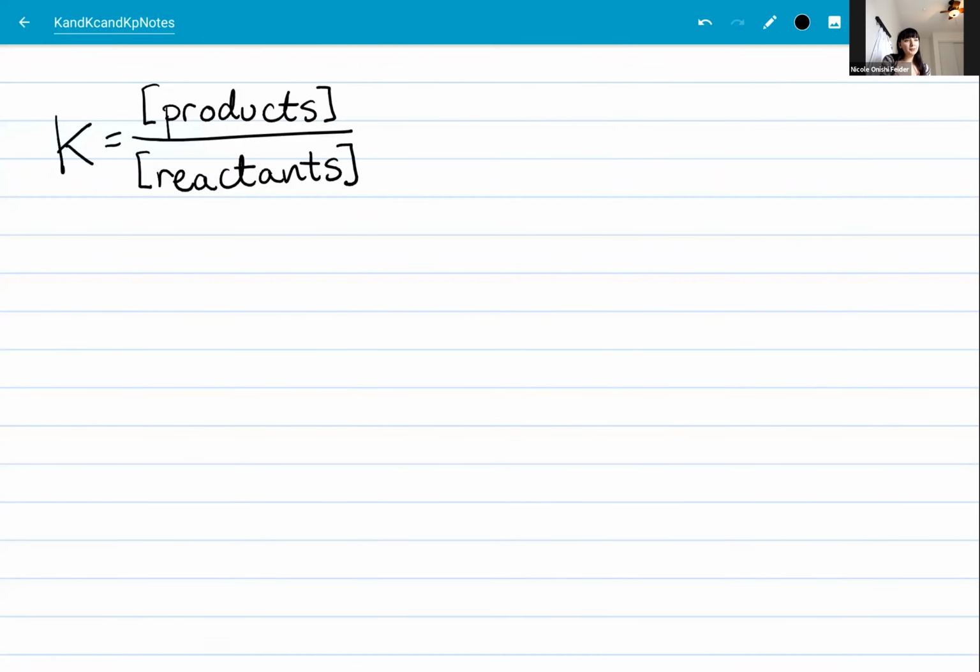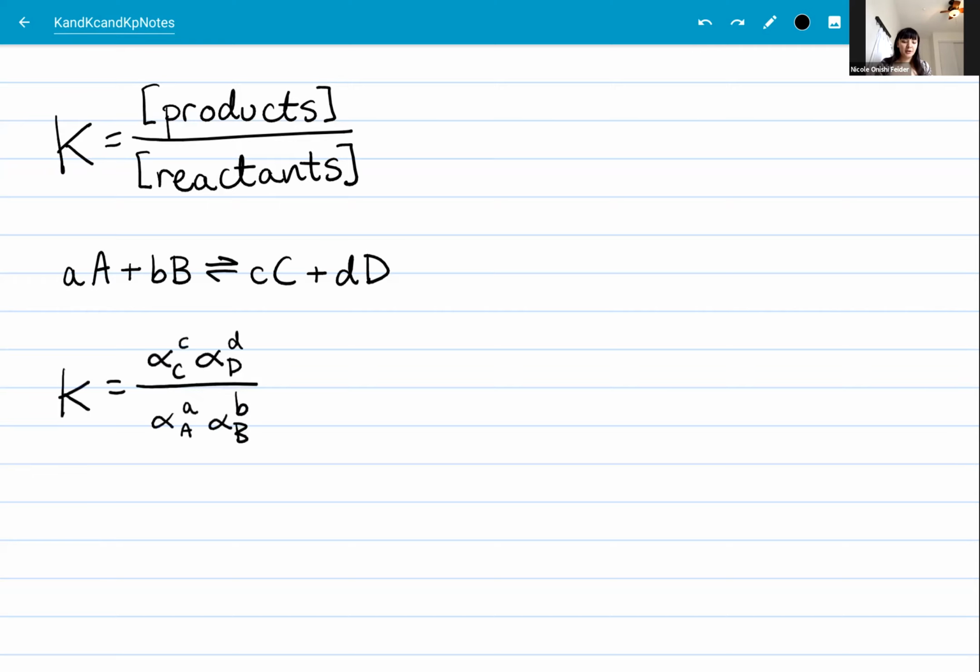All right, so we've gone over generally what the equilibrium constant K is: the ratio of products over reactants. More specifically, for a given reaction, they are generic: aA plus bB equals cC plus dD. The equilibrium constant is represented as such, where alpha is the activity of a chemical.